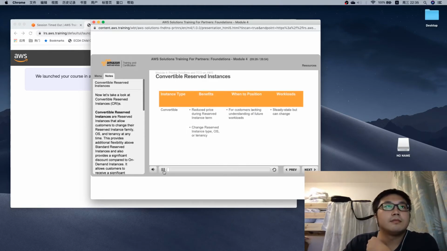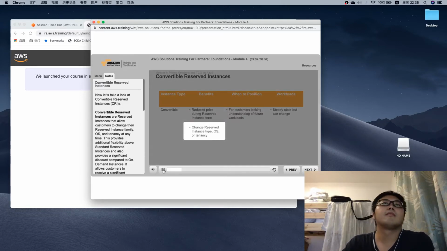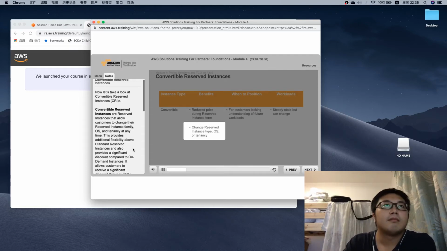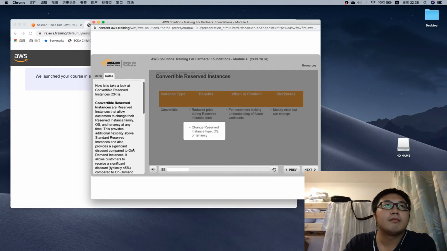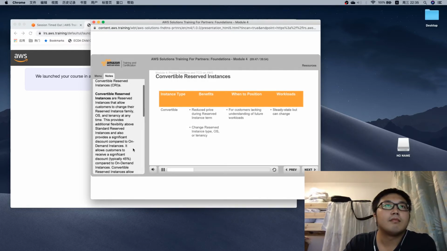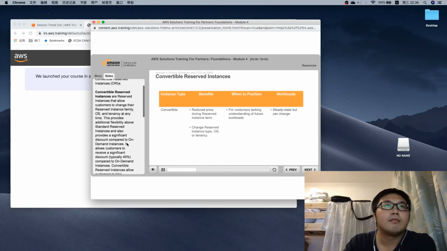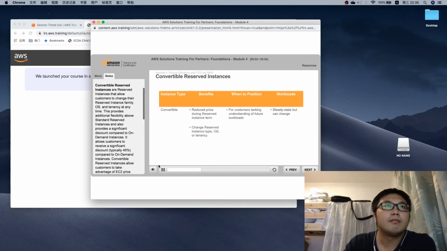Now, let's take a look at convertible reserved instances, CRIs. Convertible reserved instances are reserved instances that allow customers to change their reserved instance family, OS, and tenancy at any time. This provides additional flexibility above standard reserved instances and provides a significant discount compared to on-demand instances. It allows customers to receive a significant discount, typically 45%.